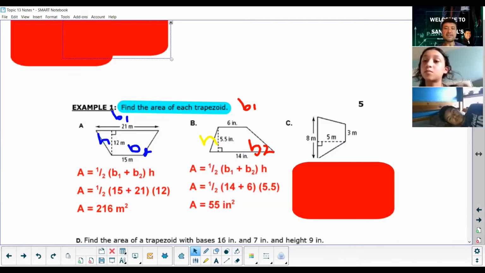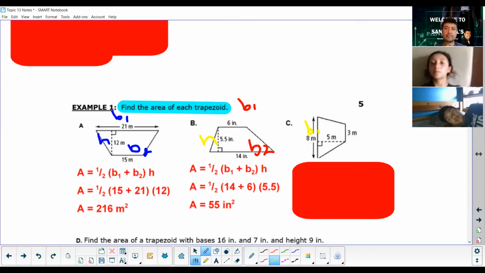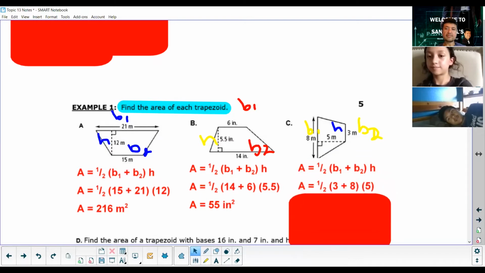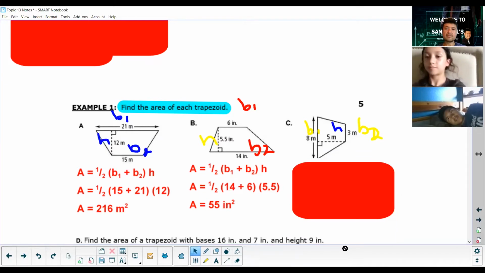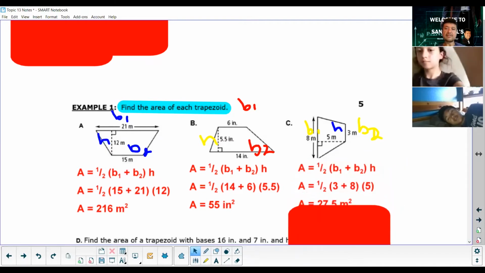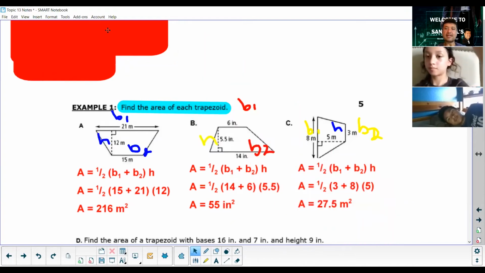All right, Marcus, go ahead and do the next one. Okay, so we would add the bases, which is 8 and 3, to get a total of 11. Okay, good. And we would times it by 5 to get 55. Then divide 55 by 2 to get 27.5. All right, excellent. Okay, so now let's go ahead and move down.